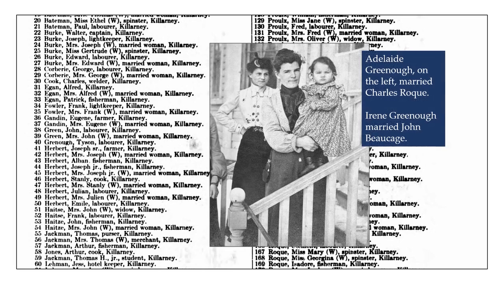The Greens are also on here, John and Angela. Tyson Greeno, the Herberts, Heights family, Jackman, etc. Tyson Greeno, number 40 on the list, was a brother of Adelaide, who married Charles Rock, and Irene, who married John Bocage.